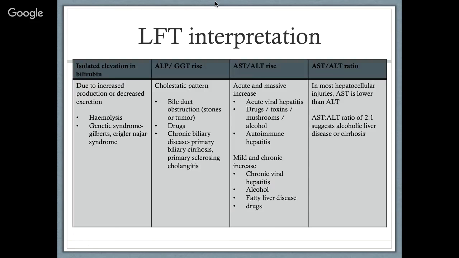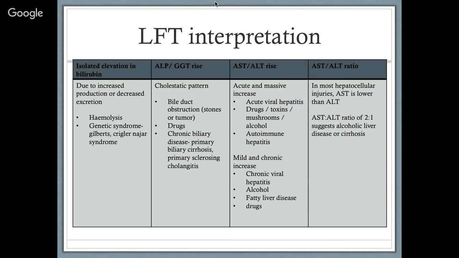And here are the different patterns. So depending on the rise and how much they rise and what's rising, that's going to give you an indication roughly of what type of liver pathology you're thinking. So if you get an isolated elevation in bilirubin, you're probably thinking something along the lines of hemolysis, or you're thinking a genetic syndrome. So the one you'll probably get is Gilbert syndrome. That's the more common one to come up.